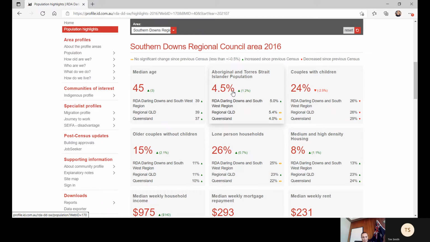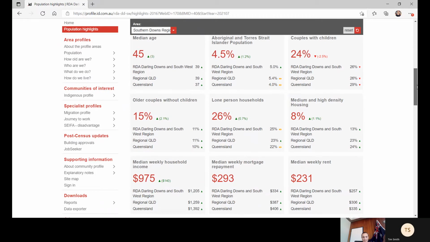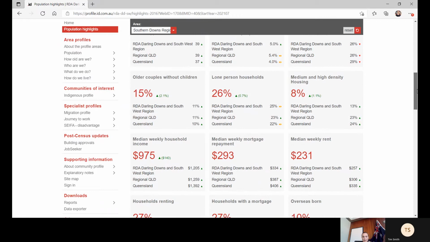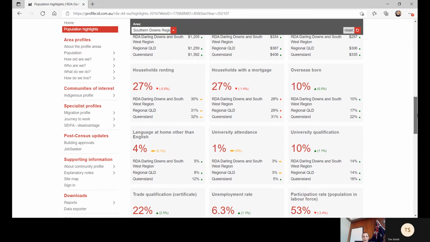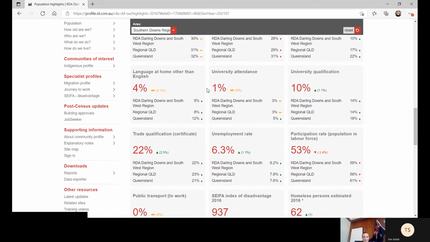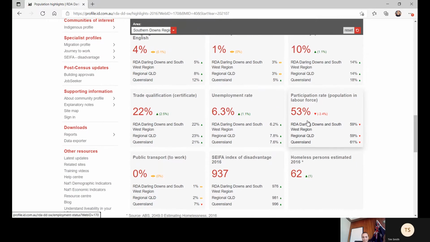There's a standard amount of Aboriginal and Torres Strait Islander population compared to the other region and compared to the rest of Queensland. We've got our couples with children a little bit less, older couples without children a little bit higher. So on and so forth, you can go through here and actually just look at how you differ from other communities in Queensland. University attendance is low, university qualifications is low. A little bit higher than the Queensland average.